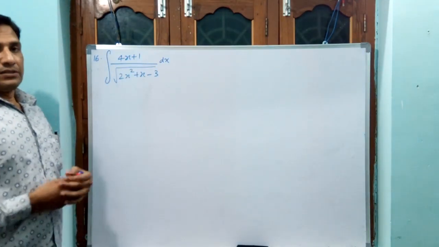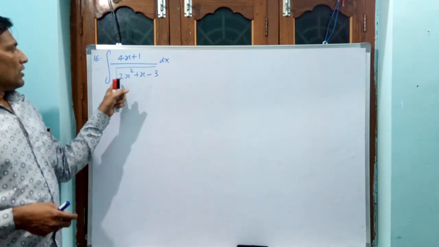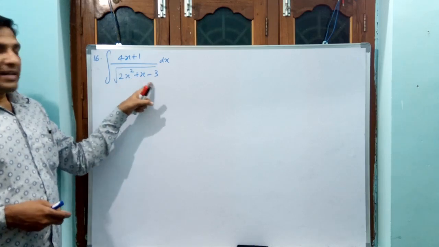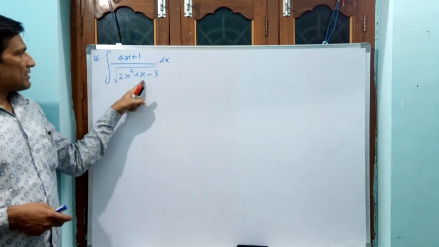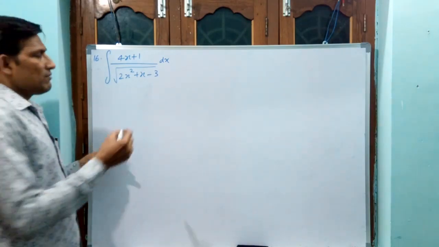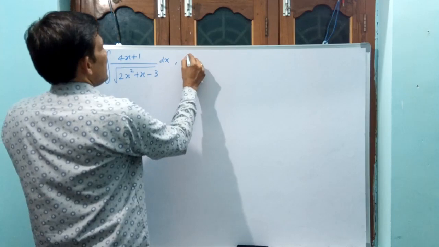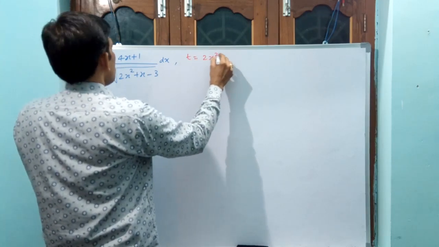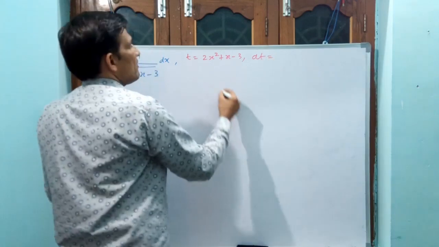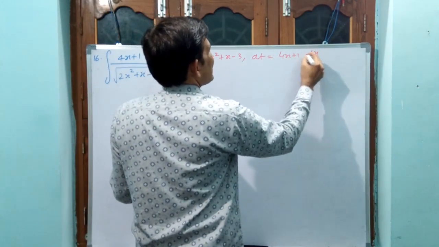Take the 16th question, see how we are doing. Now if you compare these two, you see 2x squared plus x minus 3, if you differentiate this, 4x plus 1 is going to come. Then you take this as t. See what I am writing. Let t is equal to 2x squared plus x minus 3, then dt will be (4x plus 1) dx.